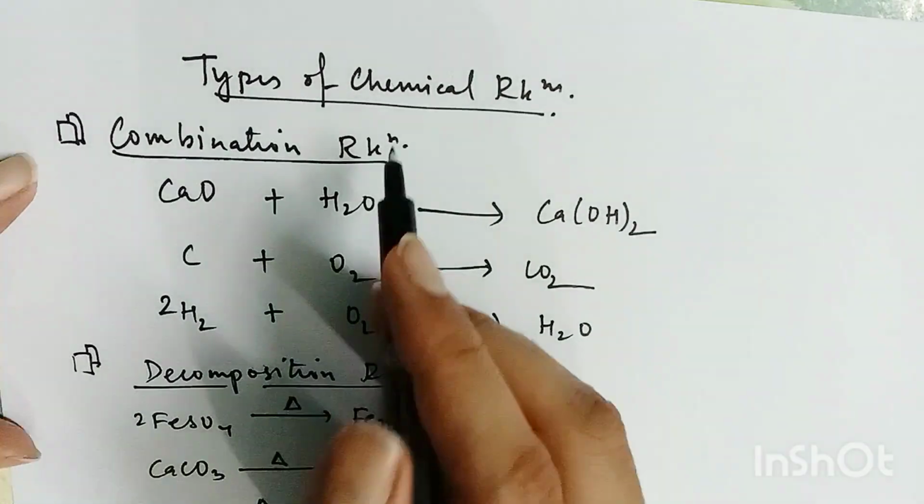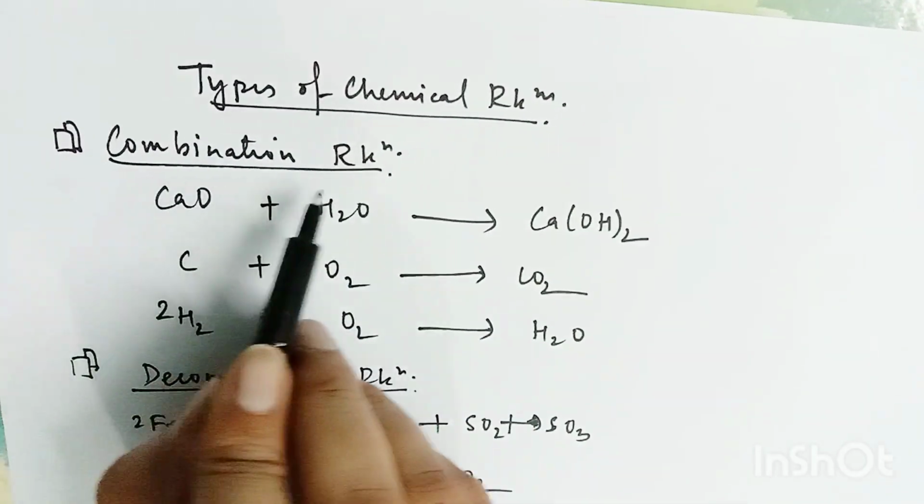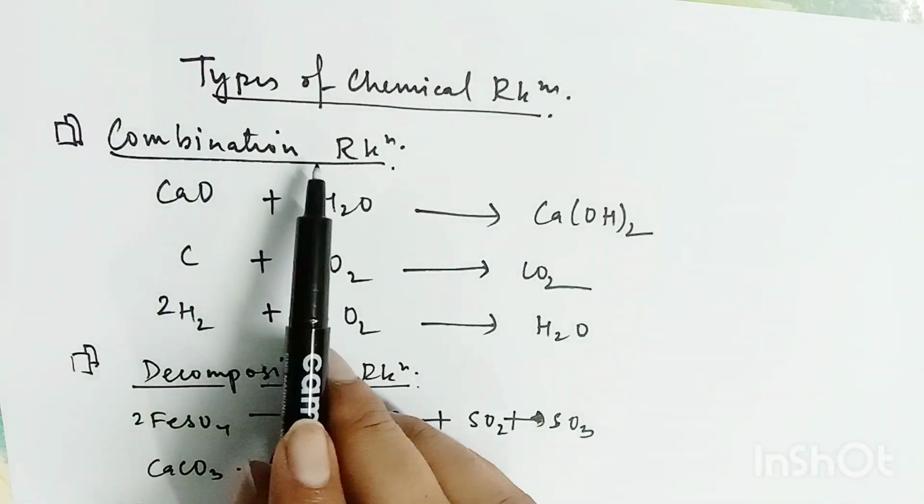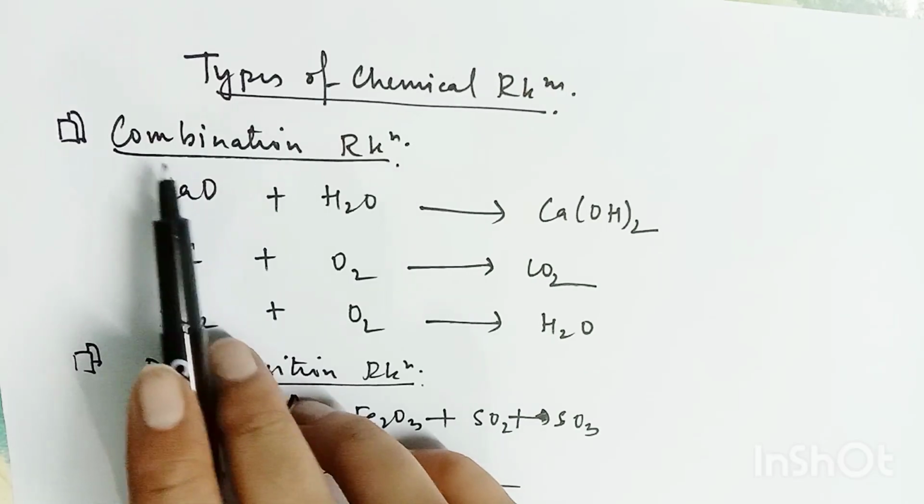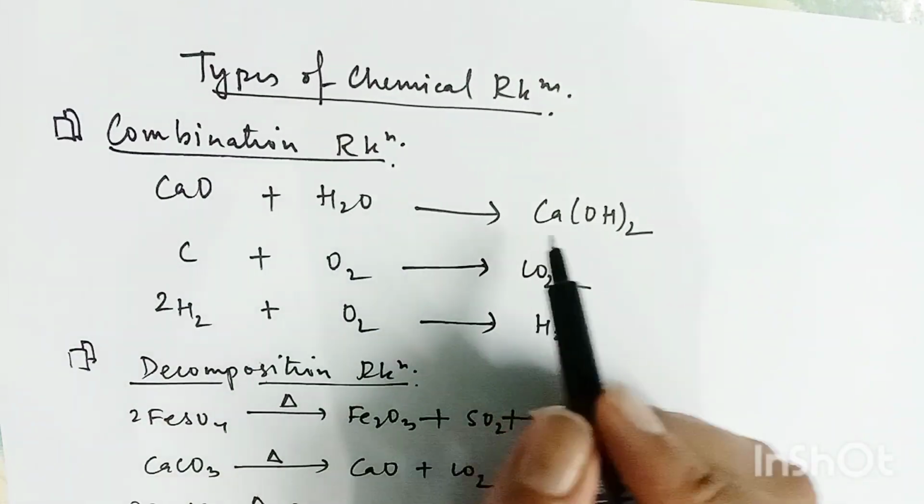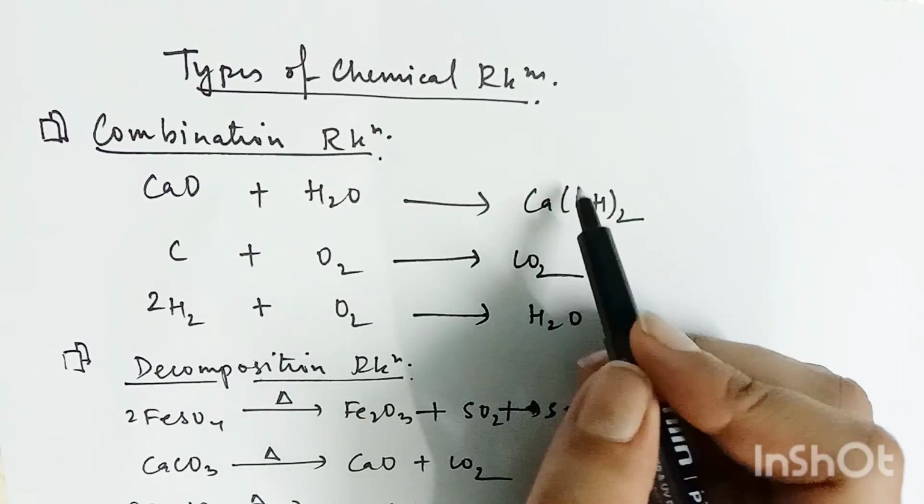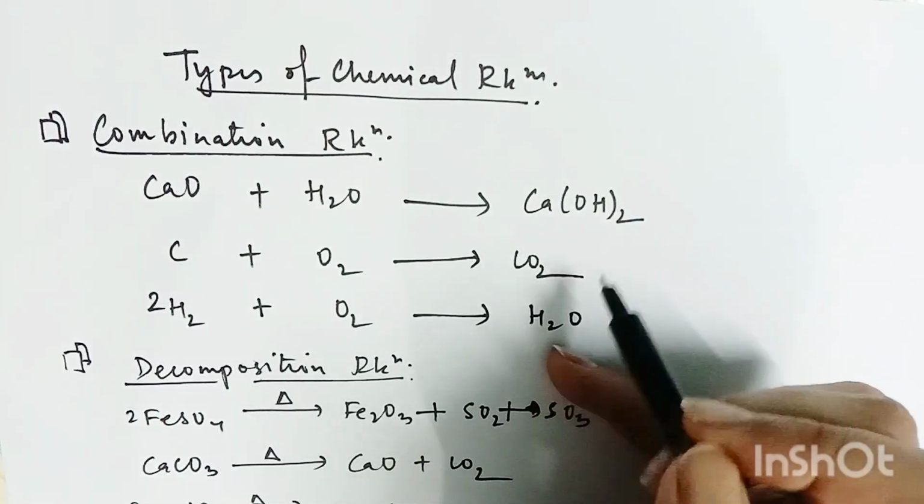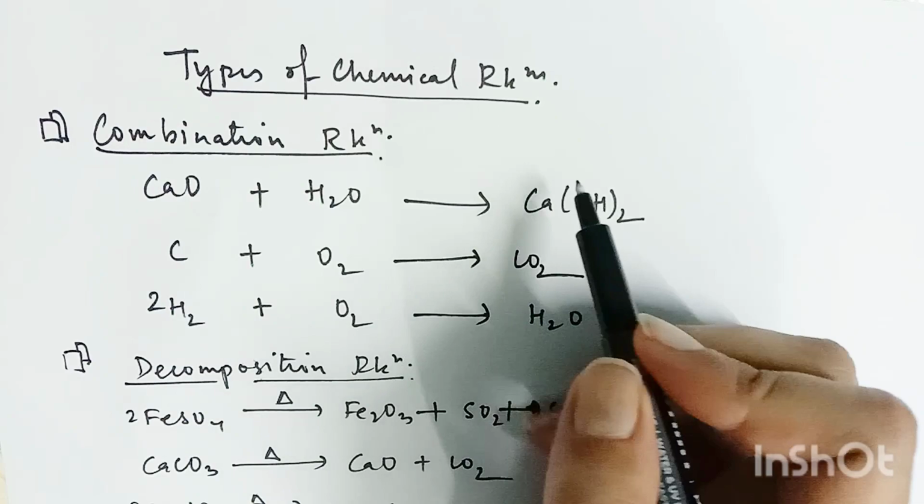Now, types of chemical reaction. First, combination reaction. From the words itself you can know, when two or more reactants combine to form a single product. The main thing, the product must be a single one. Those are called combination reactions.